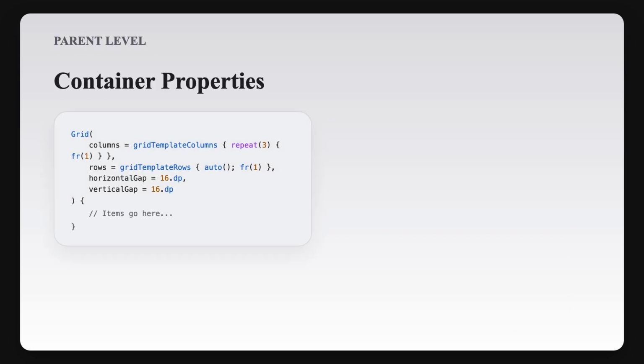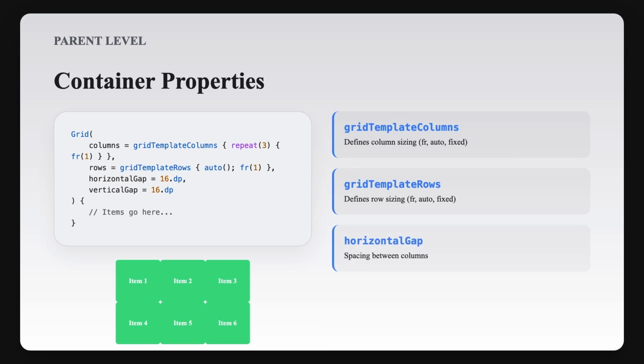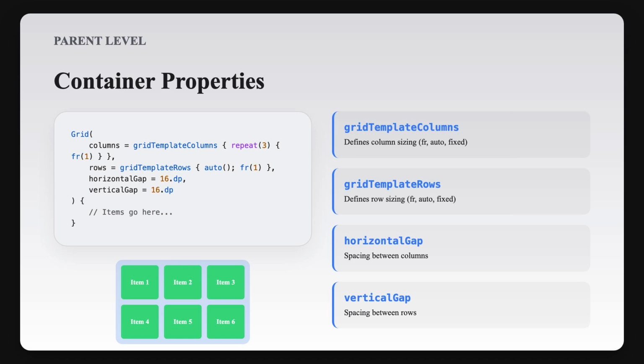Now let's look at the core concept, container properties. When building your grid, you define its structure using grid template columns and grid template rows. It's highly flexible. You can use fr for fractional sizes so items share the available space, or auto to let a row wrap its content perfectly. And the absolute best part, gaps. You can effortlessly space your items using horizontal and vertical gap. Say goodbye to adding padding to every single item. The grid handles the spacing for you.